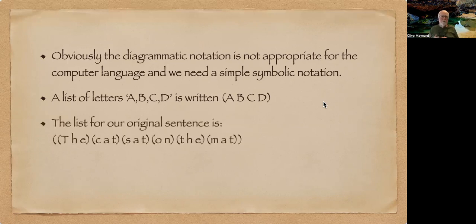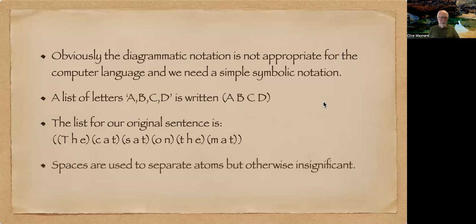So for instance, for our original sentence, reading out makes it very difficult, as you can see the infuriating silly parentheses bit. If we say bracket, bracket, the, closing bracket, open bracket, cat, closing bracket, open bracket, sat, closing bracket, open bracket, on, etc. So we can visually see how our parts are defined. And of course, we can relate this back, if you wish, to the diagrammatic representation which we had before. Generally, consider that spaces were used to separate atoms, but otherwise were considered to be insignificant.